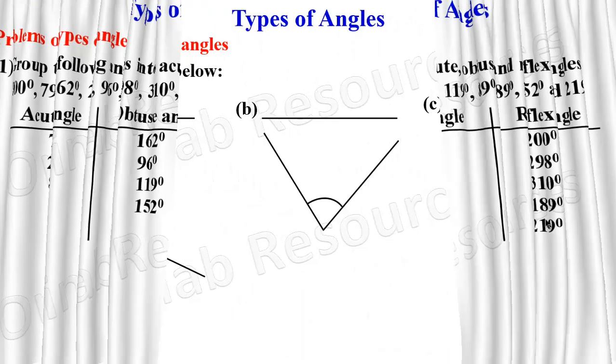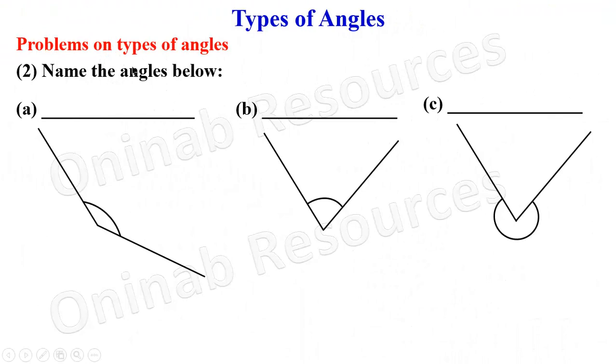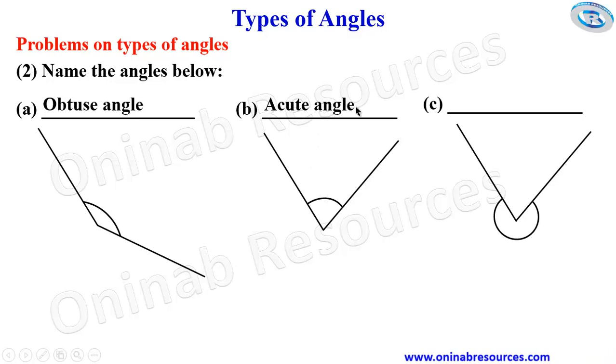We then go to problem 2. For problem 2, name the angles below. So we have this as angle A, we have B and we have C. This A is greater than 90 degrees but less than 180. It is going to be recorded as obtuse angle. Here, for B, this is less than 90 degrees. Therefore, it is going to be registered as acute angle.